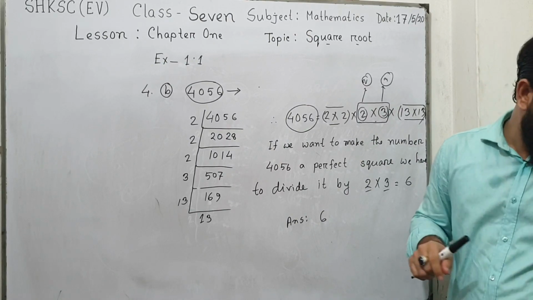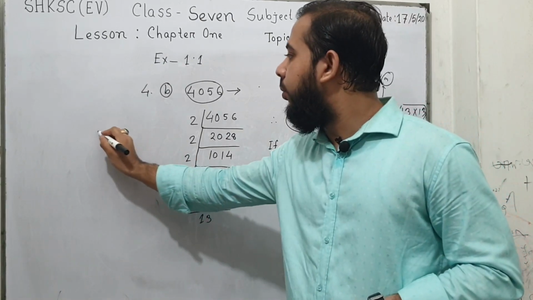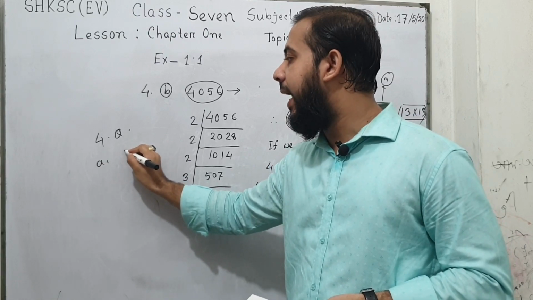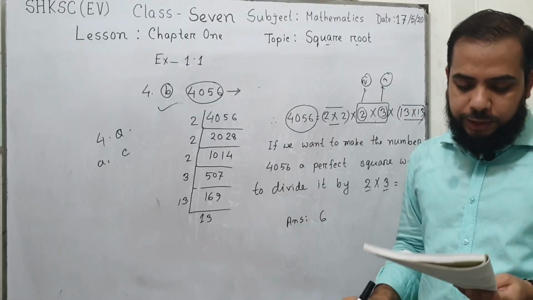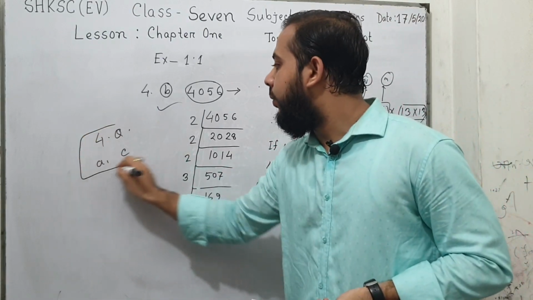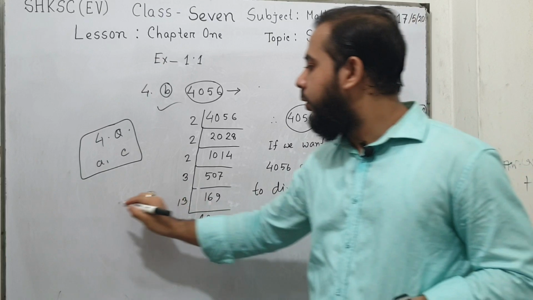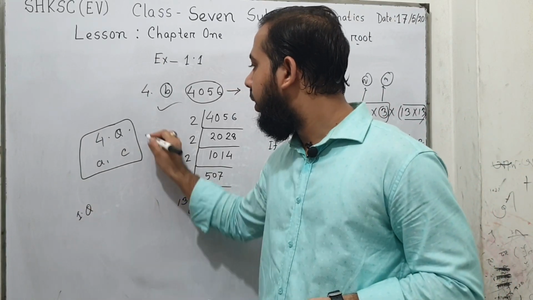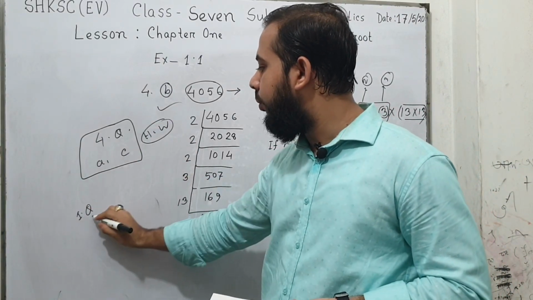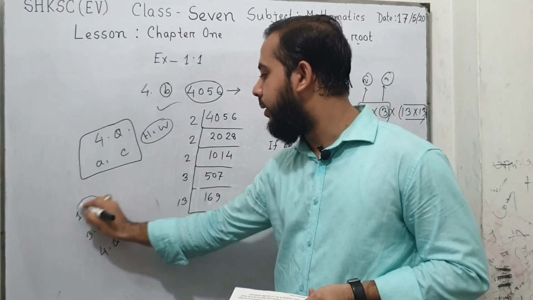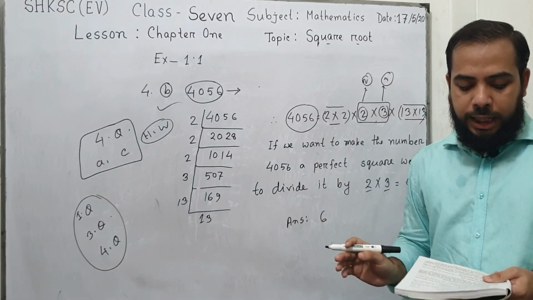Now there is also some homework for you in question number 4. You will do B, A and C. B is already done, so you will do A and C. So what is your total homework? There are 3 homeworks for you. From question number 1 there is some homework, from question number 3 there is some homework, and from question number 4 there is some homework. So you will do this at home, you practice.